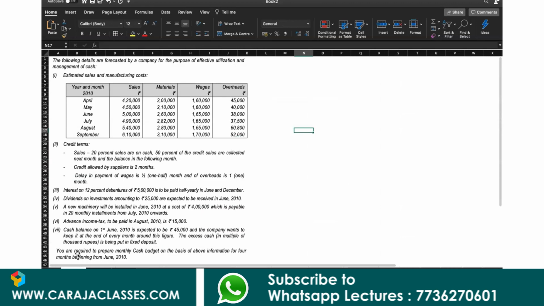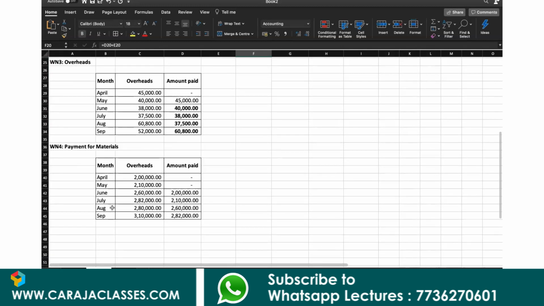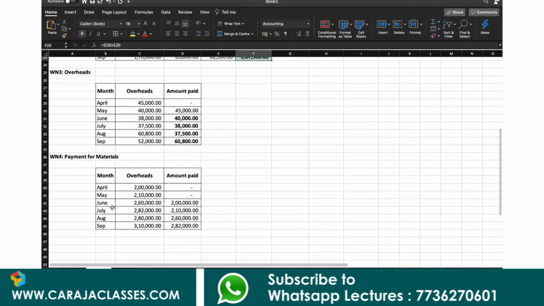Then, payment for material. Credit allowed by suppliers is 2 months. Okay, so we have to factor that. We'll put that here. Payment for material will capture all the months. And this is material.